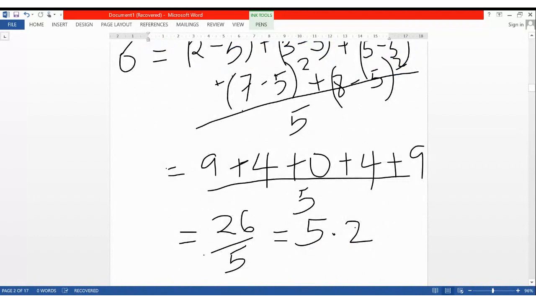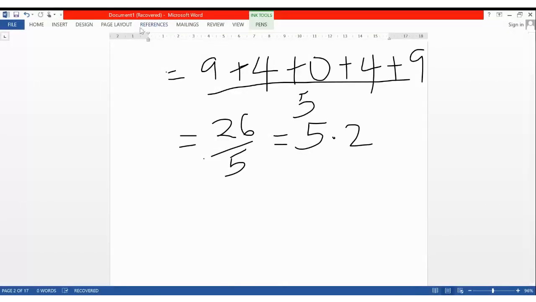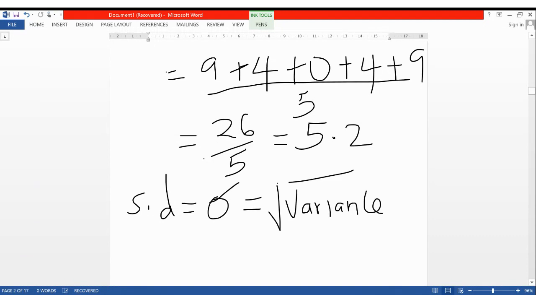The variance is 5.2. So by getting the variance, we can now get the what? The SD. The formula for SD is this one, only that: the square root of variance. Same as the square root of 5.2. I have a calculator here. So the square root of 5.2 is 2.28, and you are done with that one.